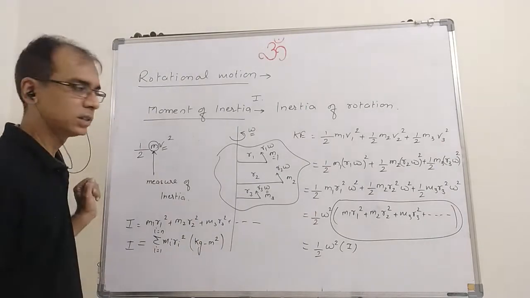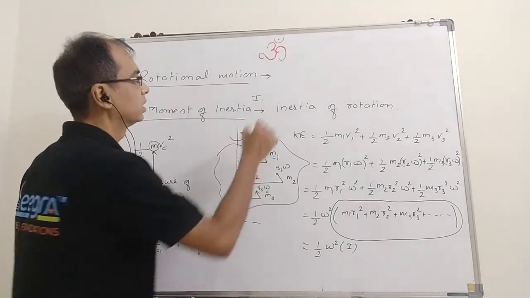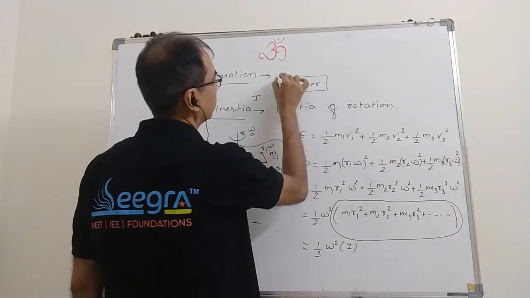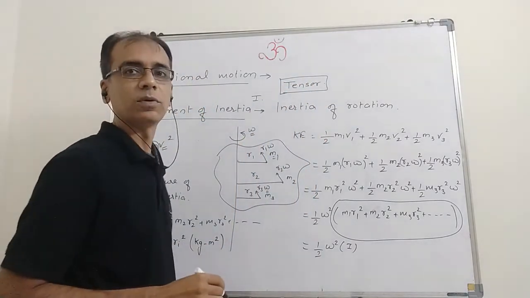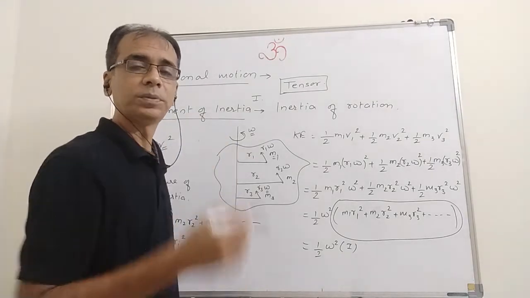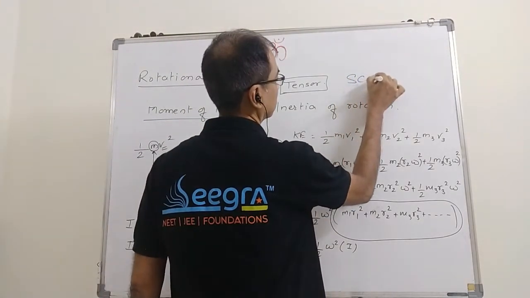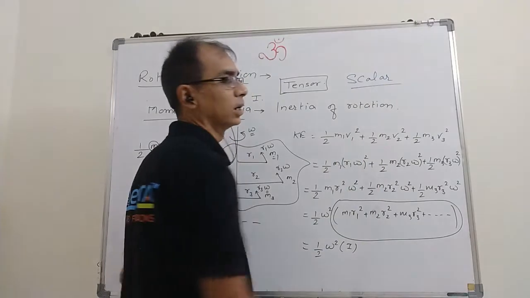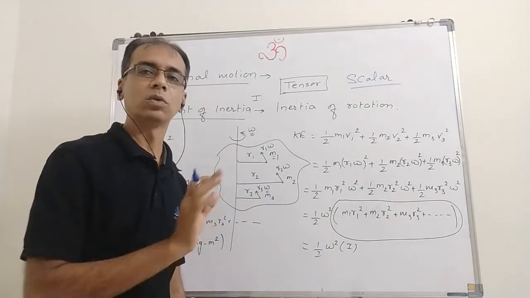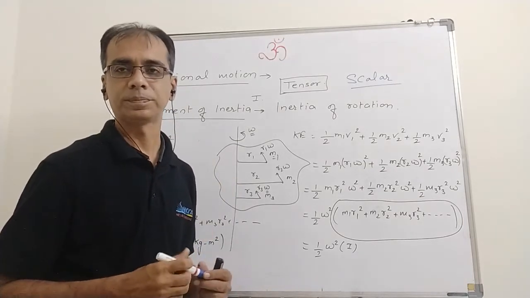What type of quantity is it? Actually it is a tensor quantity, neither scalar nor vector. But suppose in the question it is asked what type of quantity moment of inertia is, and in the options you don't find tensor, then you go for scalar quantity, because this is not at all a vector quantity. It's closer to scalar than to vector, but actually it is a tensor quantity.